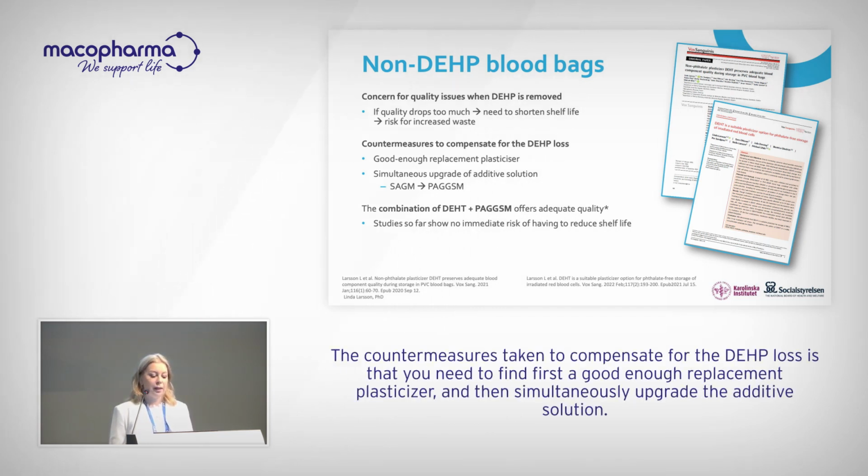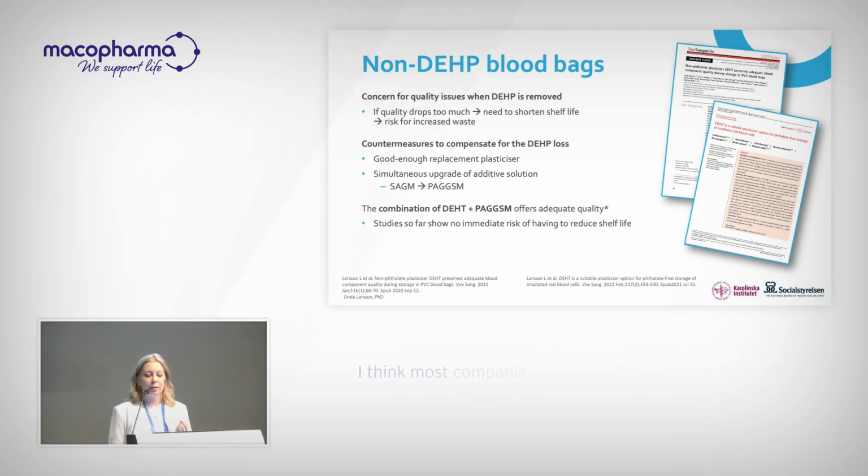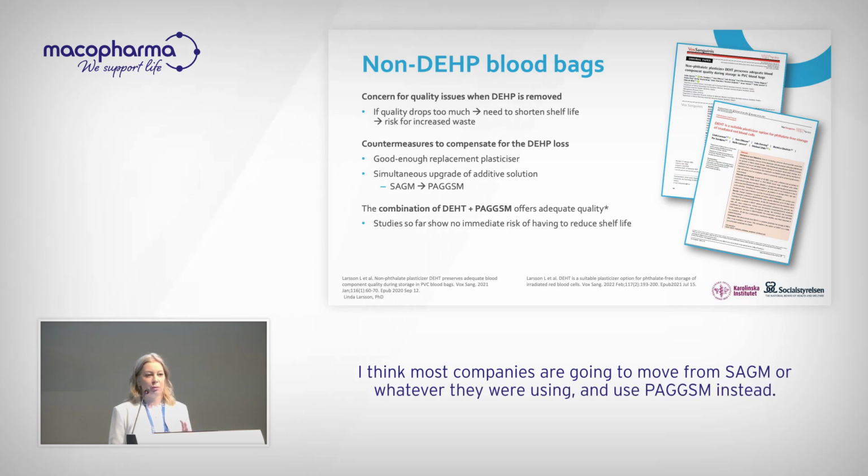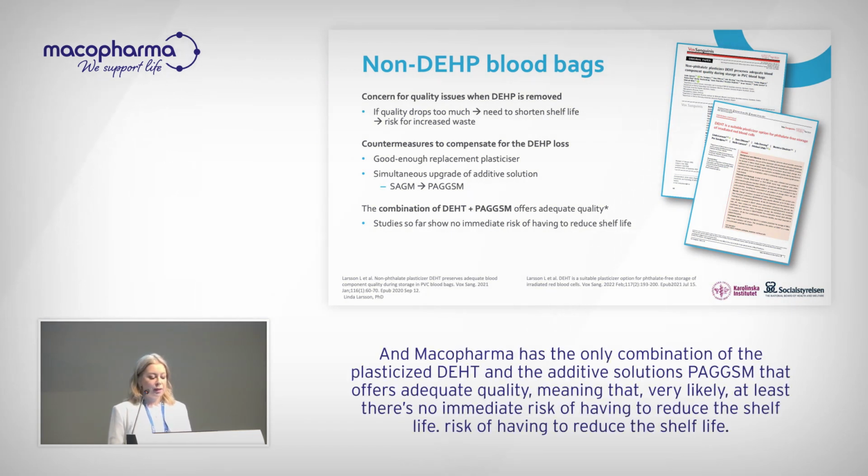The countermeasures taken to compensate for the DEHP loss are that you need to find first a good enough replacement plasticizer, and then simultaneously upgrade the additive solution. I think most companies are going to move from SAGM or whatever they were using and use PAGSM instead. And Macopharma has shown the combination of the plasticizer DEHT and the additive solution PAGSM offers adequate quality, meaning that very likely there's no immediate risk of having to reduce the shelf life.